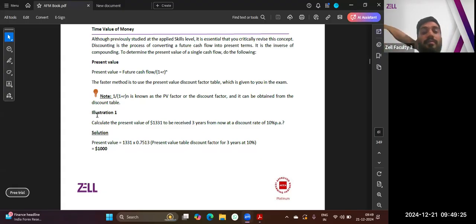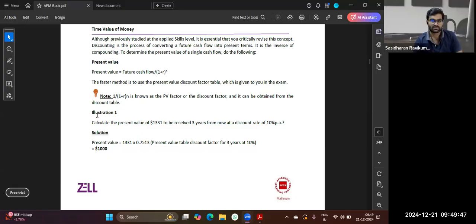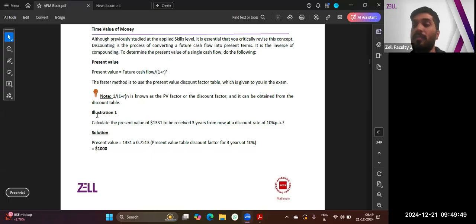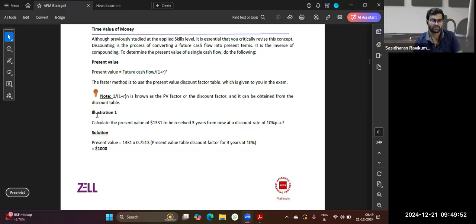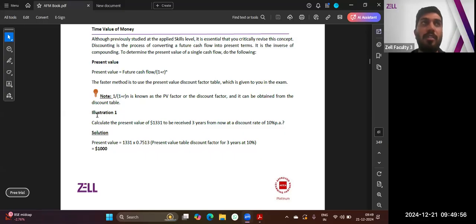Now, talking about time value of money. What do you mean by time value of money? I'm very sure you must have come across this terminology before. I just explained it a couple of minutes back as well. What do you mean by time value of money? Converting future cash flows into present value?